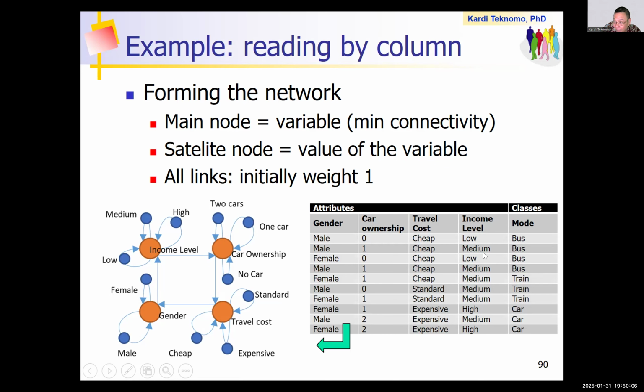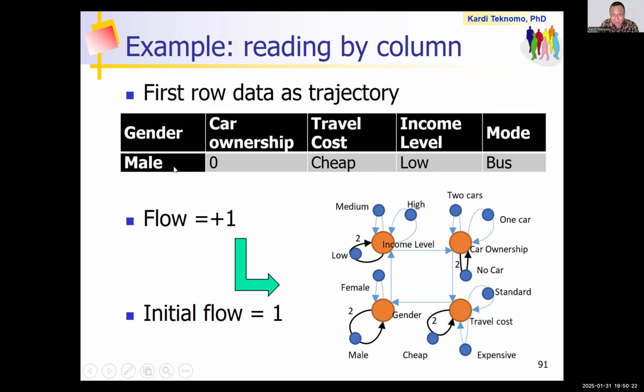Okay, car ownership can be 0, 1, and 2. Based on that, you read the trajectory: male, female, and so on. For example, the first row in the data is a trajectory.